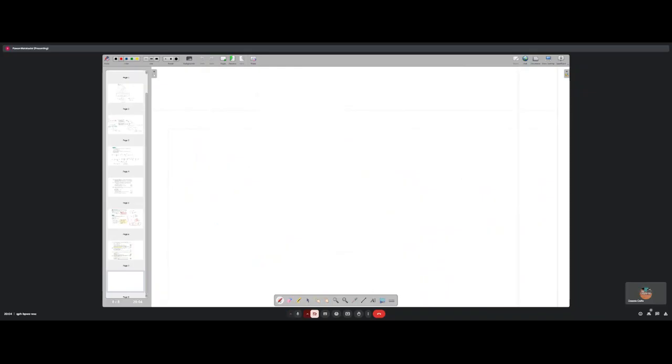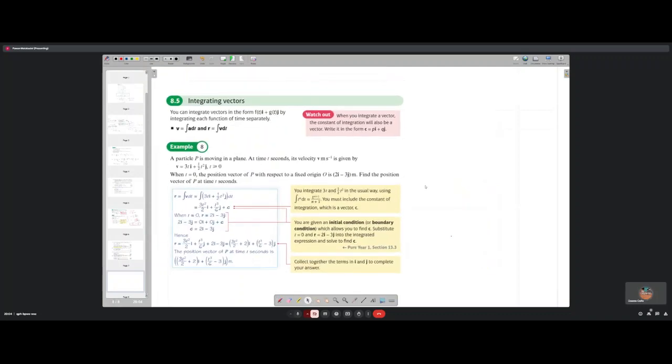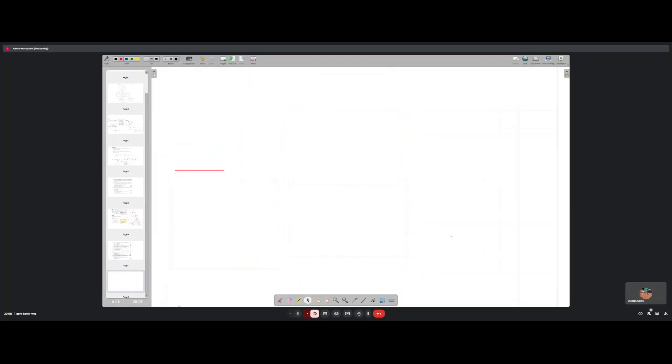And by the way, when you integrate vectors, it's exactly the same process. I don't know why there's another section on this, but there is. So it's exactly the same concept. If you have an expression for velocity, and you want to find an expression for the position vector, then you just integrate it. However, I will mention something now, which is very, very important, and it's quite important with the integration.